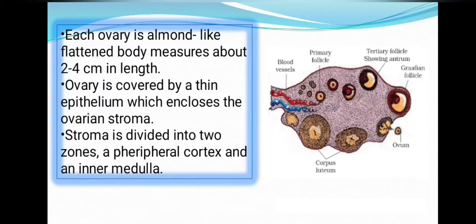So you can see the sectional view of the ovary, which is an almond-like flattened body, measuring about 2 to 4 centimeters in length, and the ovary is covered by a thin epithelium which encloses the ovarian stroma. The stroma is divided into two zones, a peripheral zone called the cortex and the inner zone, the medulla.